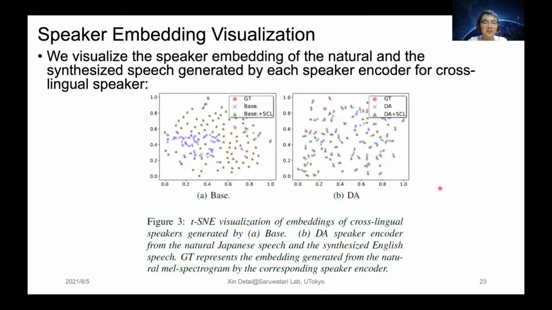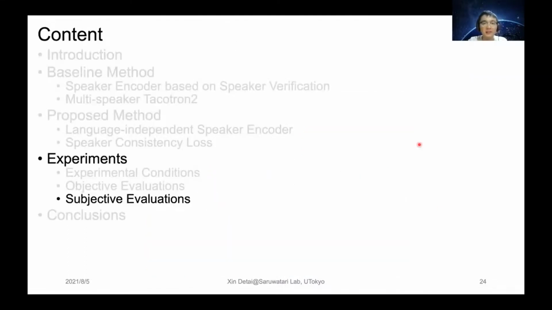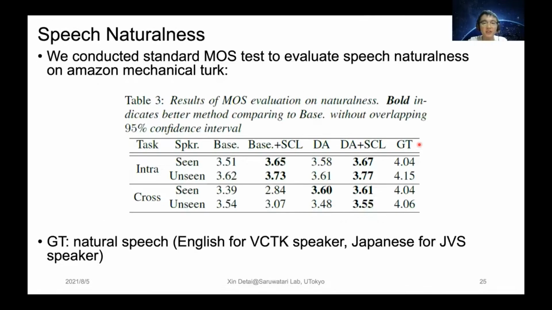We also visualized the speaker embeddings of the natural and the synthesized speech. You can see that, first, the domain shift is obvious in the base model. Second, the SCL actually makes speaker embeddings of natural and synthesized speech closer.